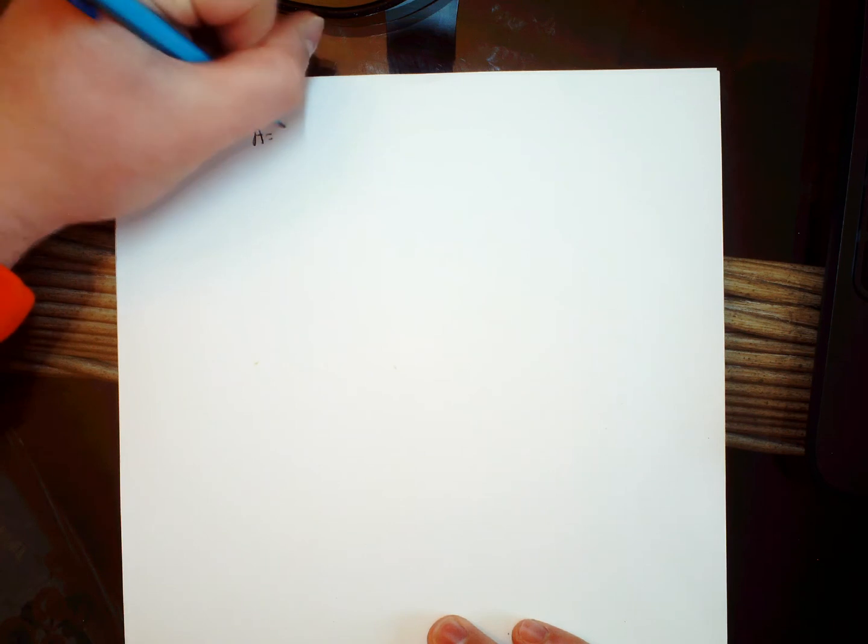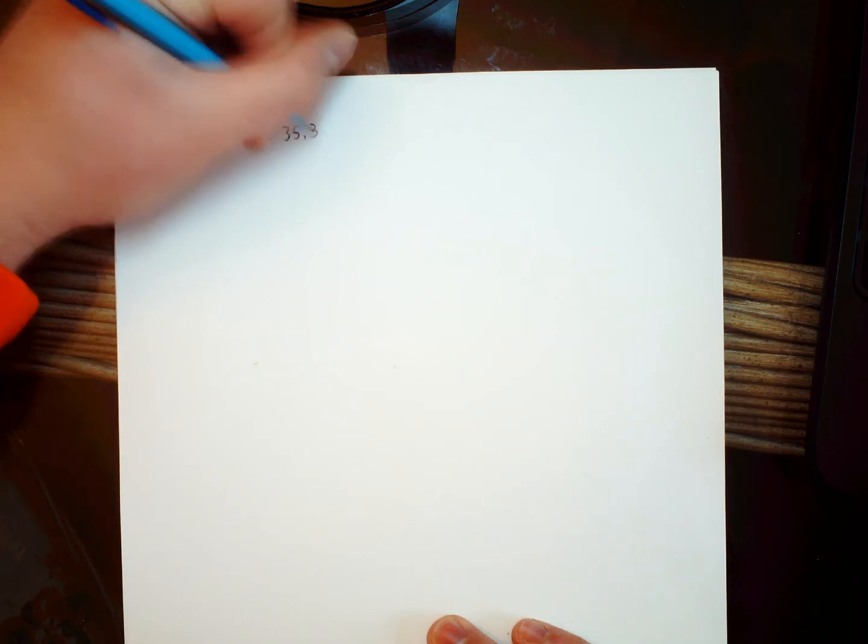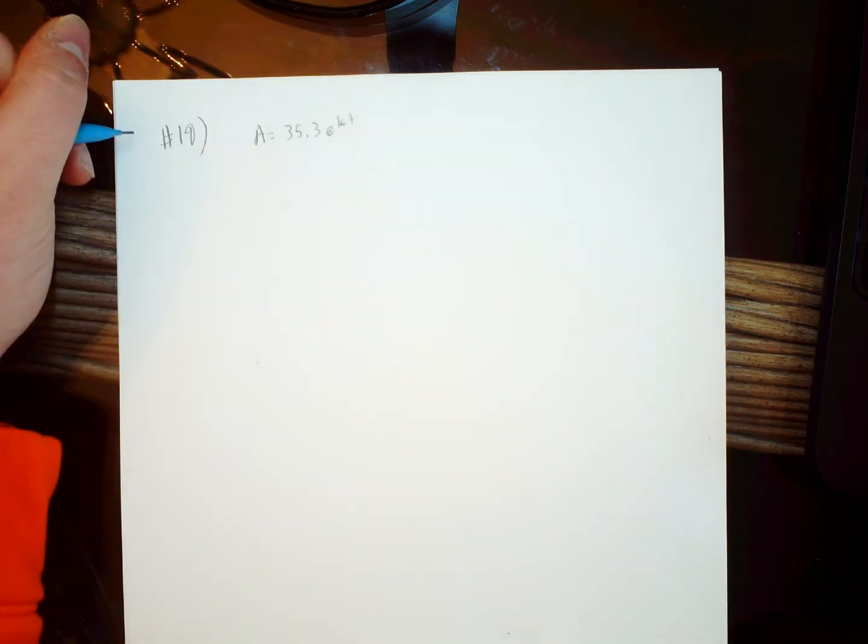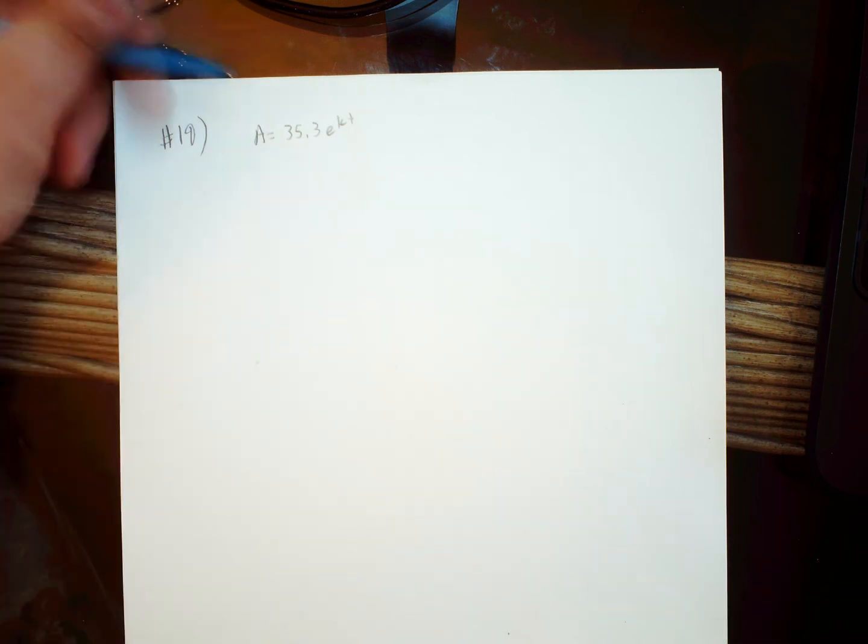A equals 35.3 e to the kt. It describes the Hispanic population, A, in millions, t years after 2000. So the first thing we're going to have to do is find k.